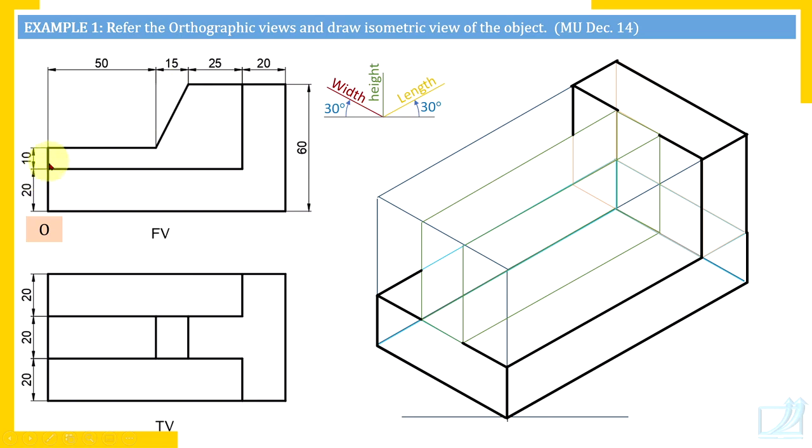This edge 10 mm long. It is parallel to height. This edge 50 mm long. That is parallel to length. So parallel to length and parallel to height. Parallel to length. These edges which are principal edges we are going to construct here.